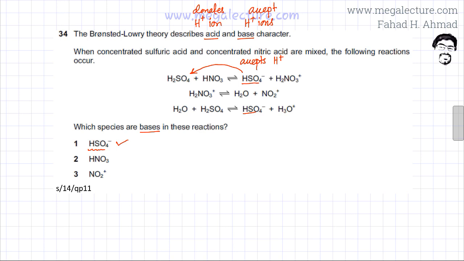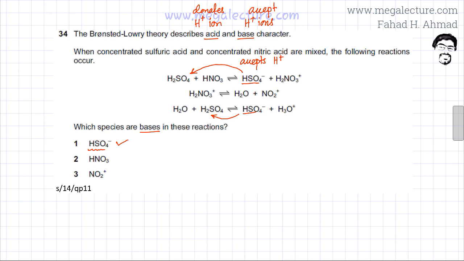We can also look at the third reaction for HSO4 minus. If you look at it in the backward direction, you would notice again that it's getting converted into H2SO4, so it's accepting an H plus 1 ion. So it's acting as a base in both reactions. Now moving on to the next option, which is nitric acid. The first option is correct; it's a base. Moving on to nitric acid, HNO3.